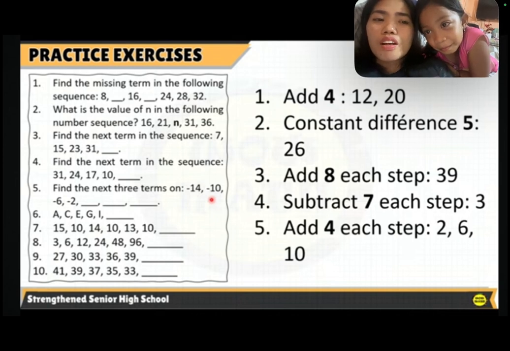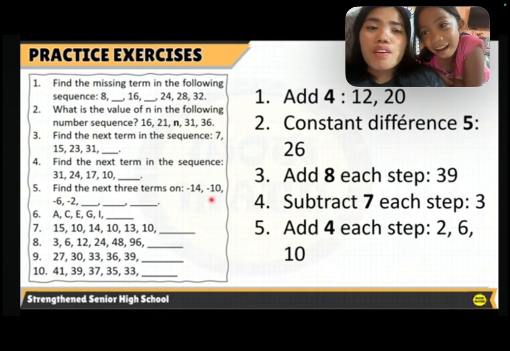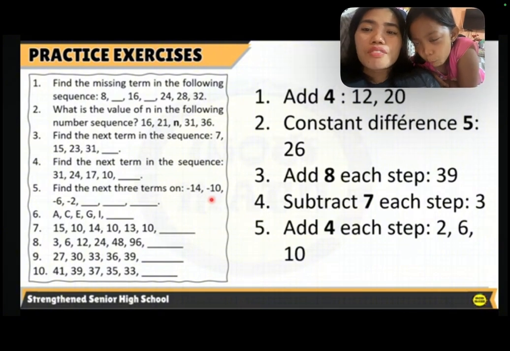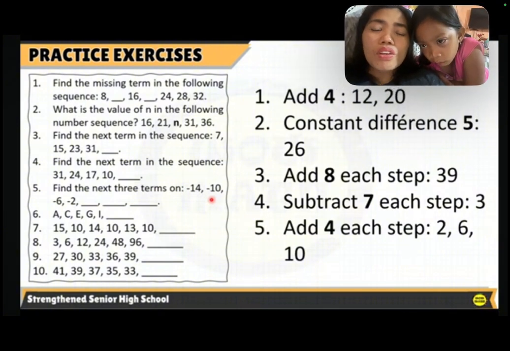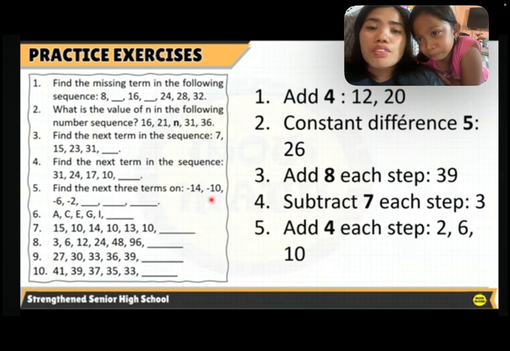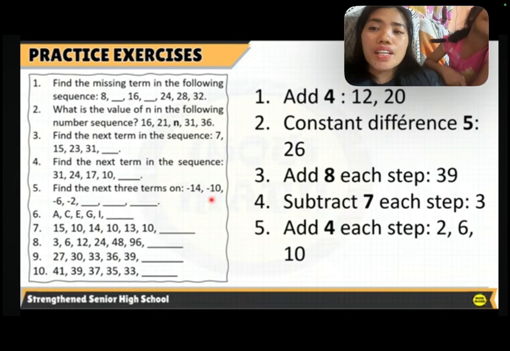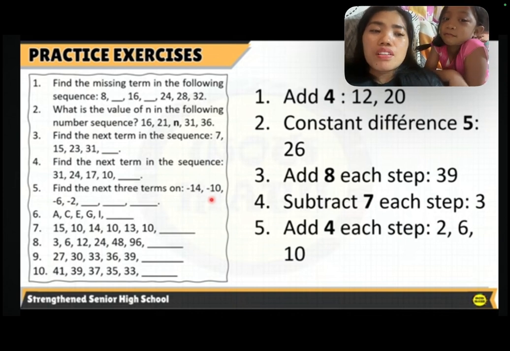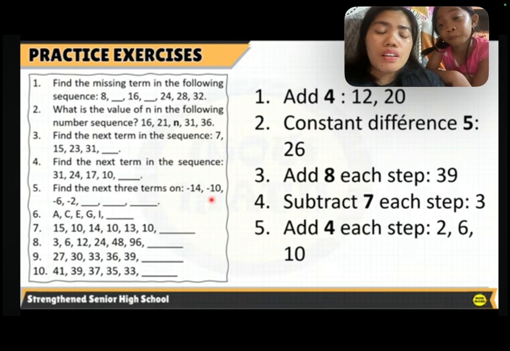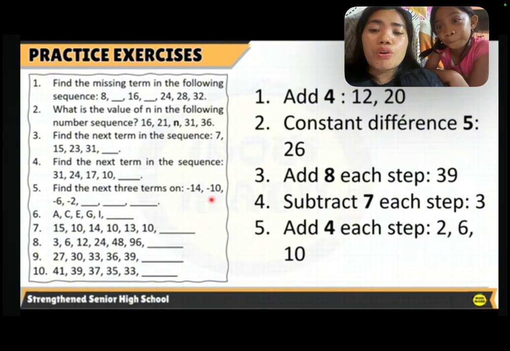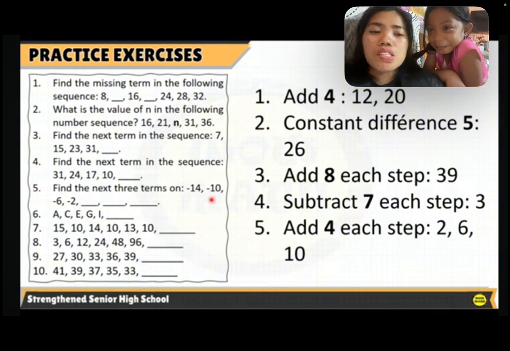Number 2, the constant difference is 5. Therefore, the missing term is 26. Number 3, add 8 is the step, so the answer is 39. Number 4, subtract 7 is the step, so the answer is 3. Number 5, add 4 is the step, so we have 2, 6, and 10.